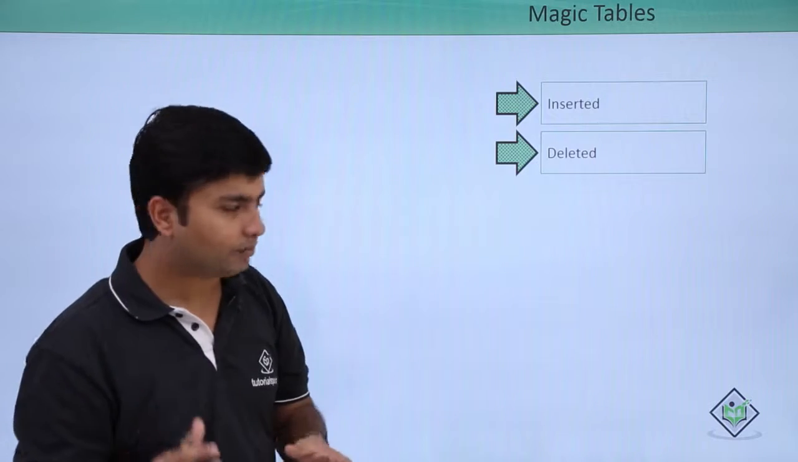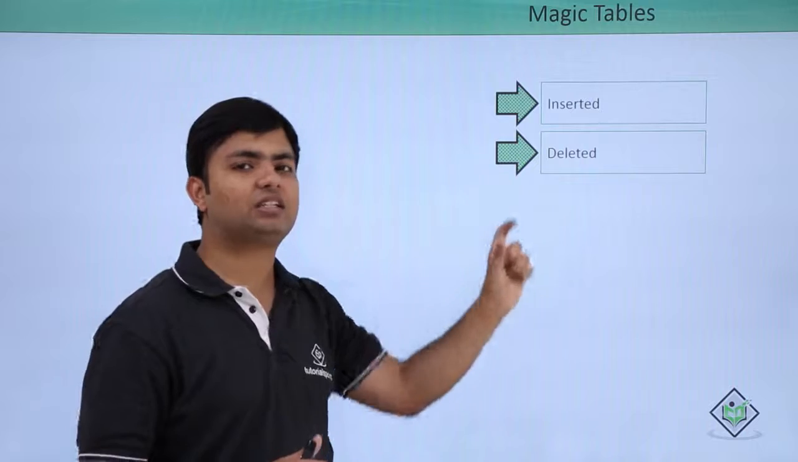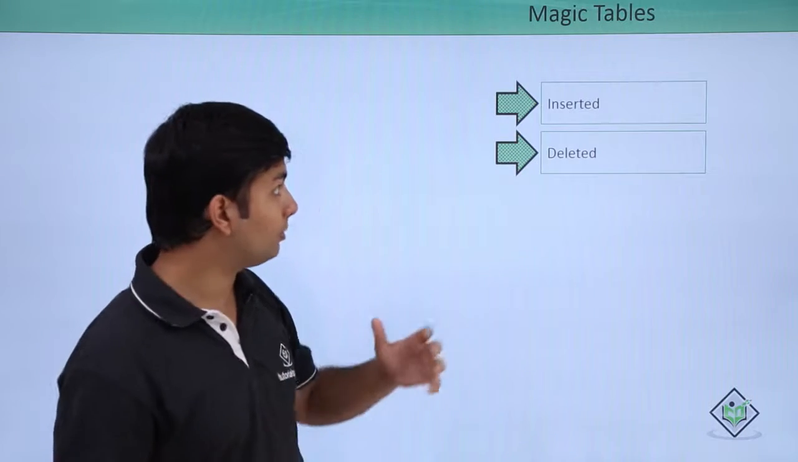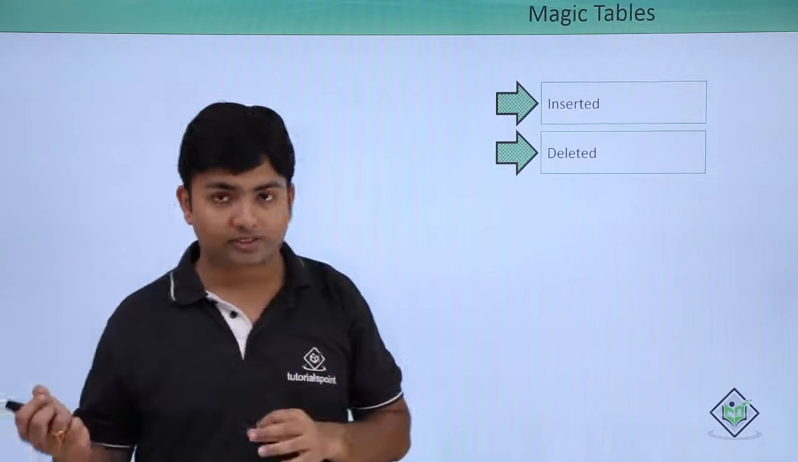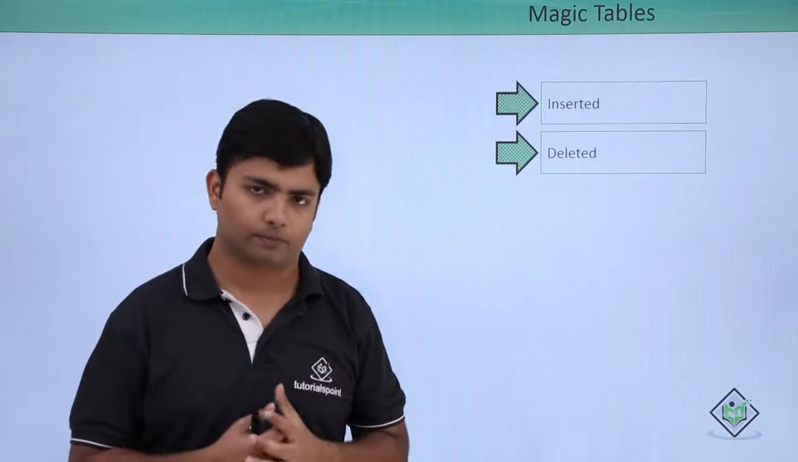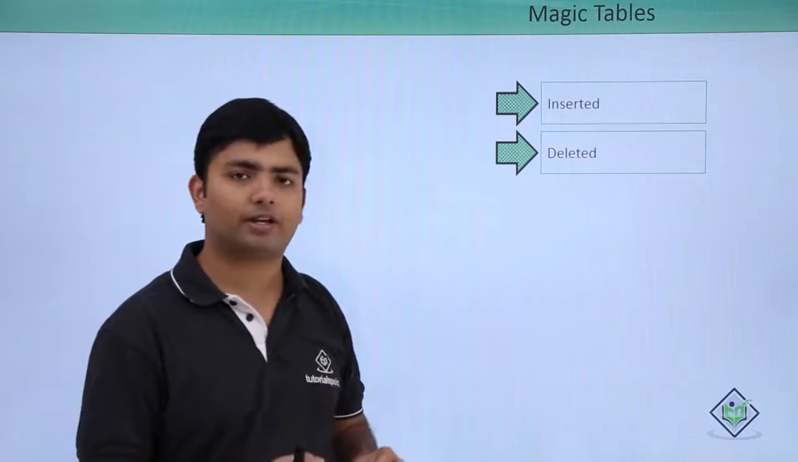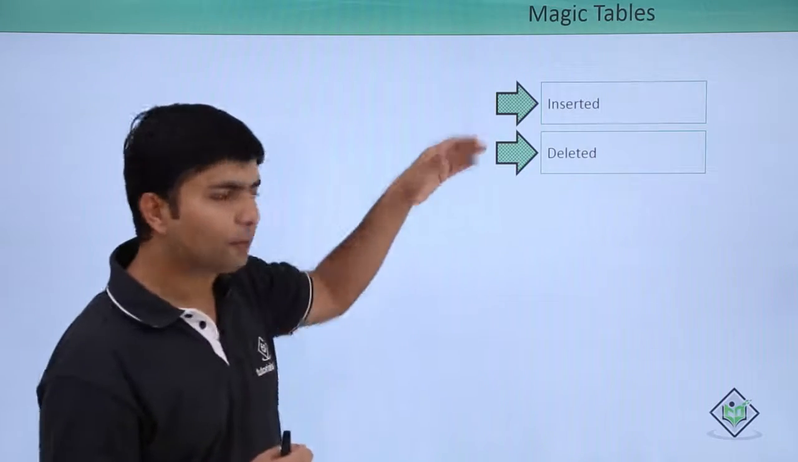Alright, that means the older value can be found from the deleted table and the new updated value can be found from this inserted table. Alright, so as I said, during the updation both tables will be in action. So let's see practically how we can start implementing the instead of and after triggers along with these magic tables.